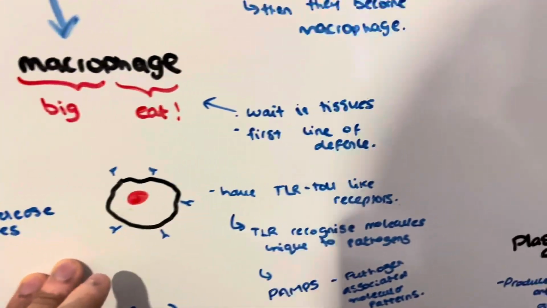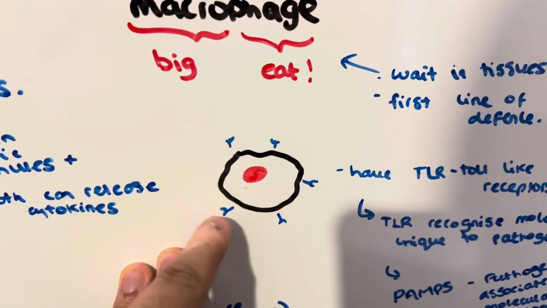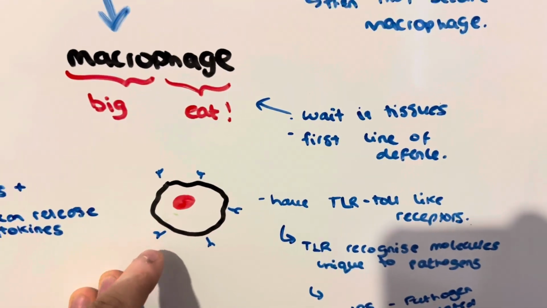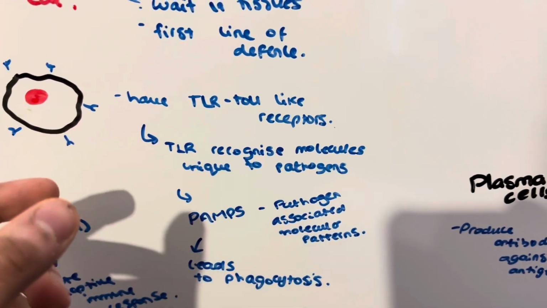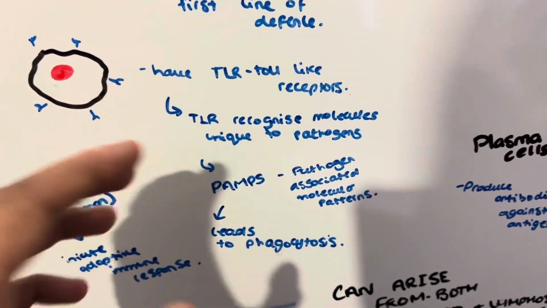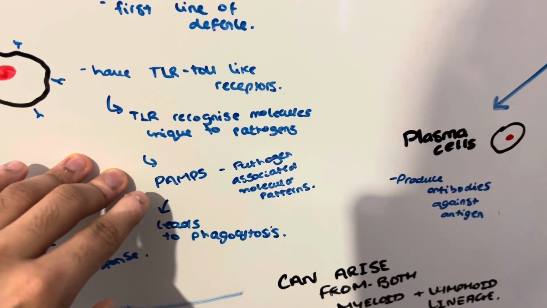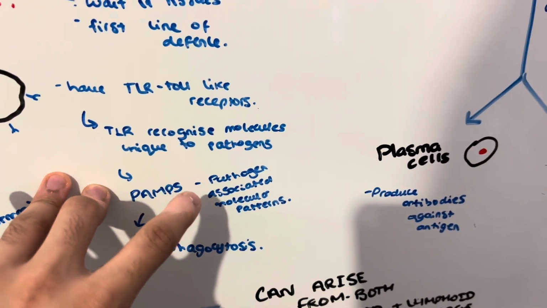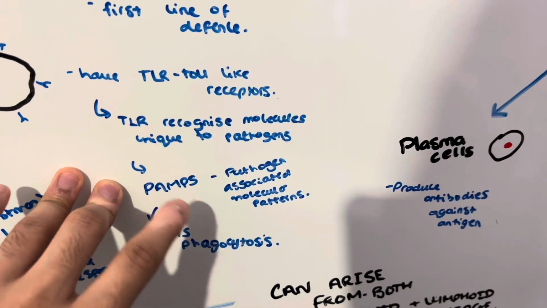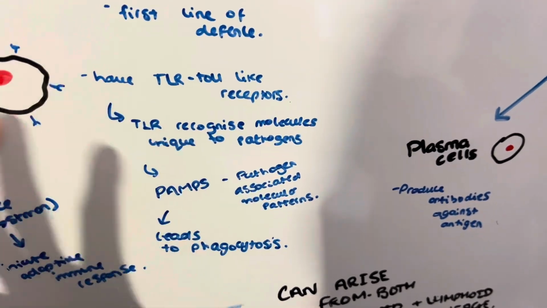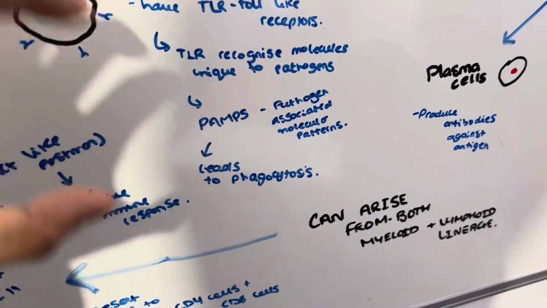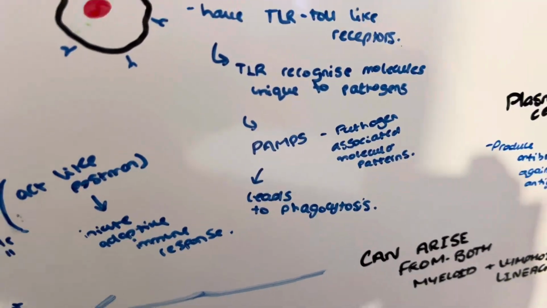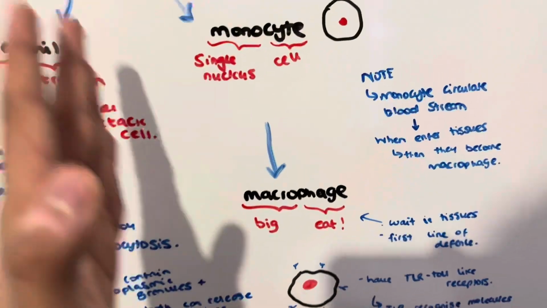TLR means toll-like receptors. Basically these are receptors on their cell surface membrane, and these help us recognize molecules which are unique to pathogens. Each pathogen has a unique molecule to itself, also known as a PAMP. PAMPs means pathogen-associated molecular patterns. Once this happens, it leads to phagocytosis, which is when the pathogen is engulfed and broken down. Now, that's one of our main things.